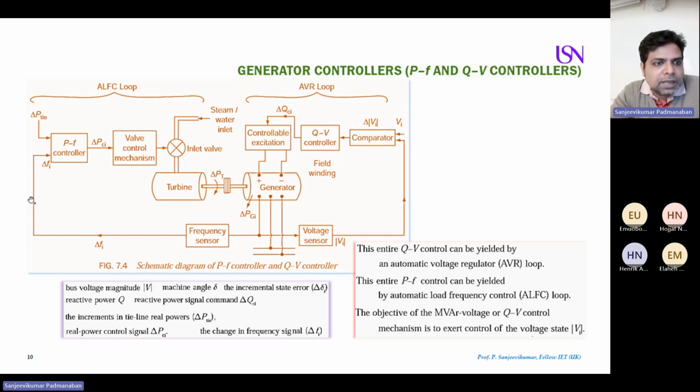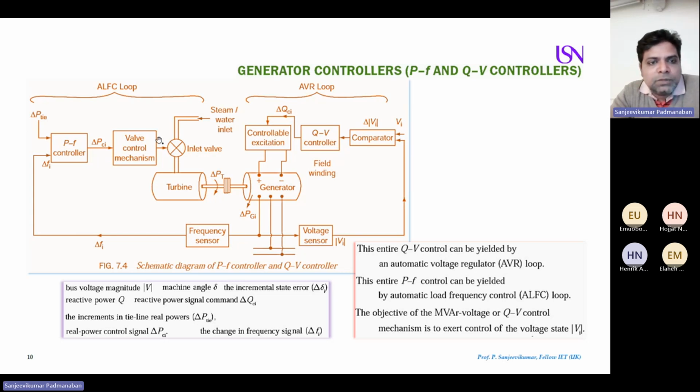For that frequency, I calculate the error with the actual value of 50 hertz. Then I feed it to the controller. So I have two inputs, the error of the power and the error of the frequency. Then I give them to the PF controller. The purpose of the PF controller is to calculate the change in the power required for the control of frequency. So I calculate the power error in terms of frequency value, and I give it to the control mechanism, which is a mechanical control unit of your valve.